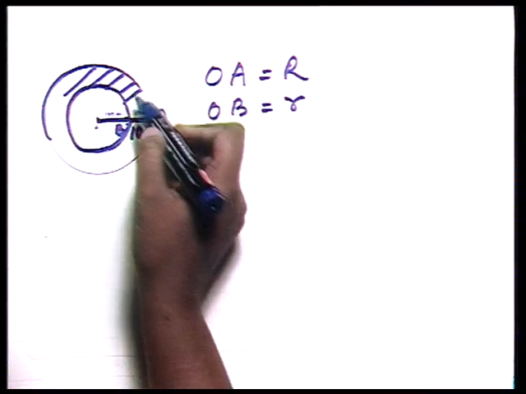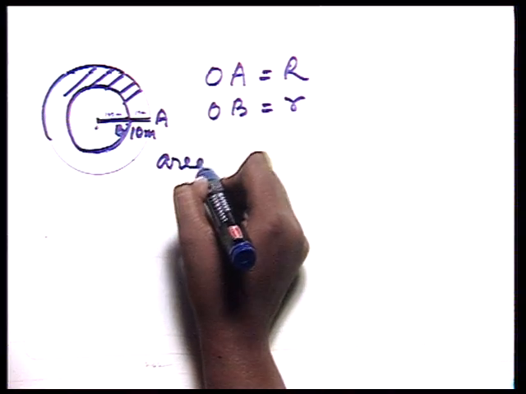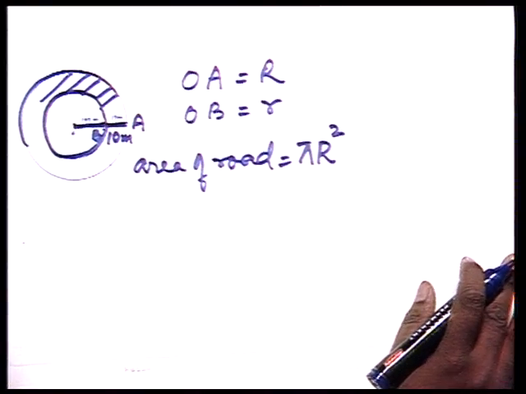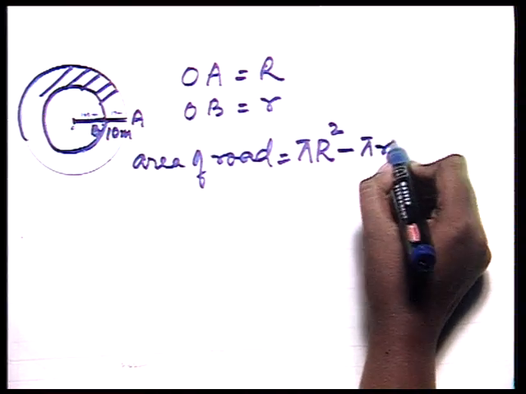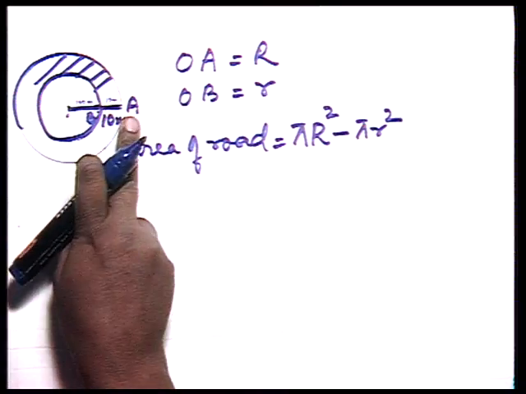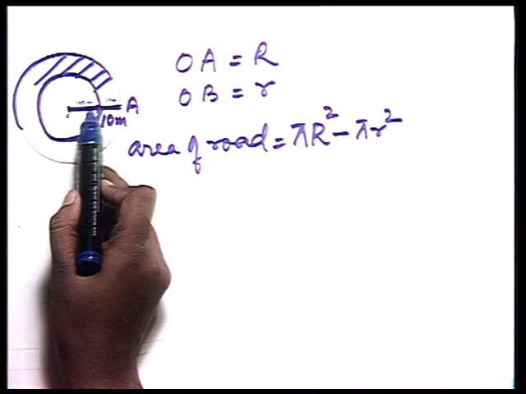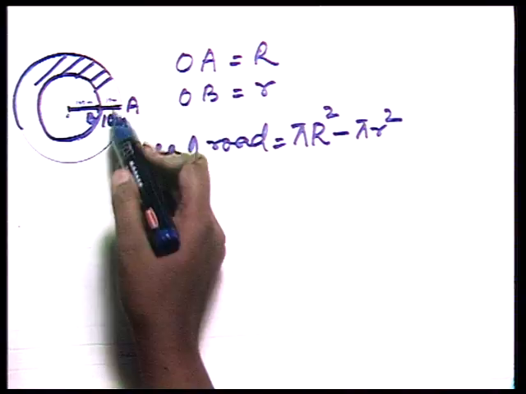Then the area of the road will be area of the outer circle, that is pi capital R square, minus area of the smaller circle, that is pi small r square. Now, what is capital R? Capital R is 100 plus 10, because the radius of the garden was 100 meters. So, 100 plus 10.